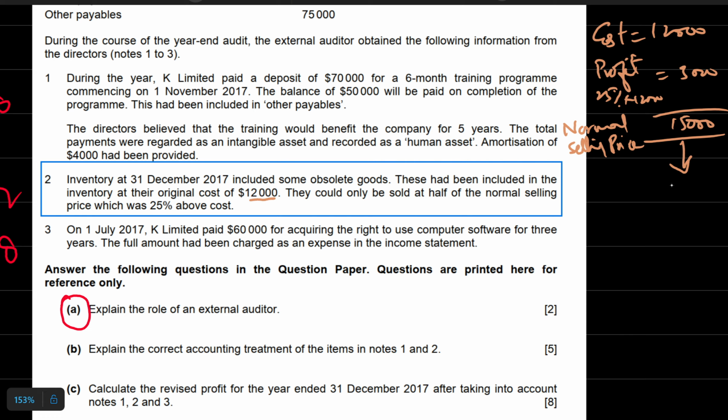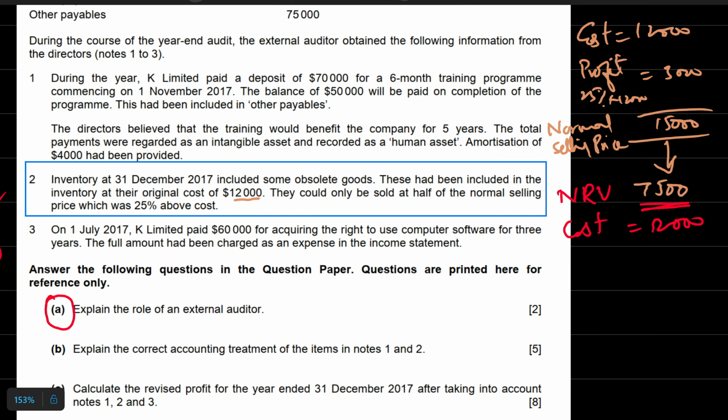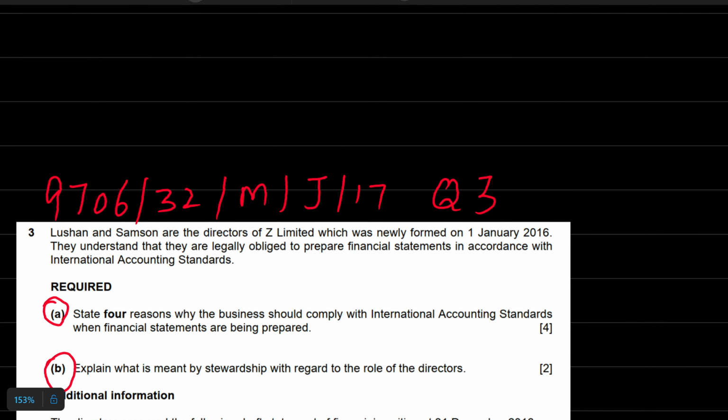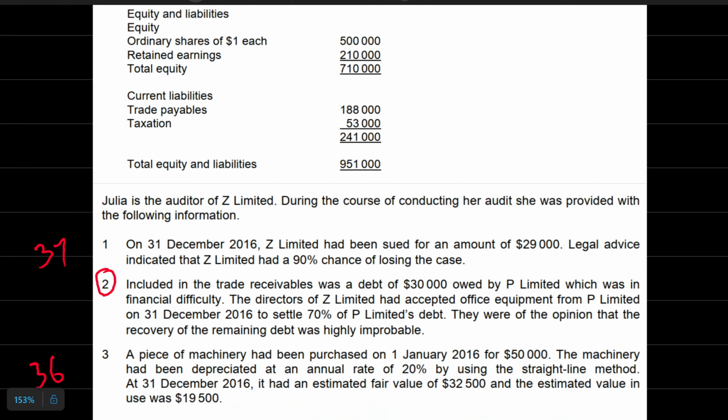Now it could be sold at half price. Half of the 15,000 is 7,500. This is its net realizable value. Net realizable value is 7,500 while the original cost was 12,000. That means the inventory is overvalued by 4,500. So in the corrected profit statement, 4,500 will be subtracted and 4,500 will also be subtracted from the value of inventory. Now let us move to the last question of this video.